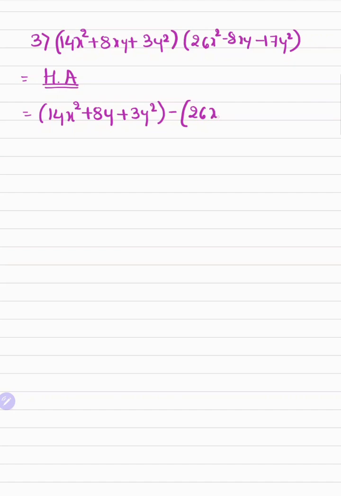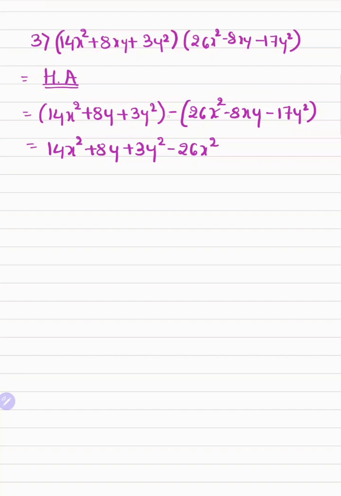So bigger expression is there, so I will explain clearly. I will take another step here: minus xy minus 17y square. Here 14x square plus 8xy plus 3y square is the first expression. Here plus minus minus 26x square minus minus plus 8xy minus minus plus 17y square.